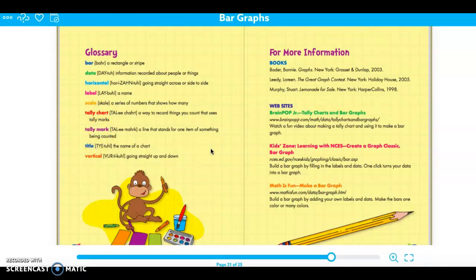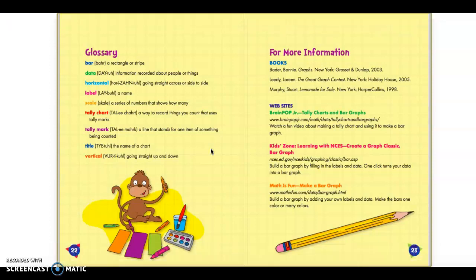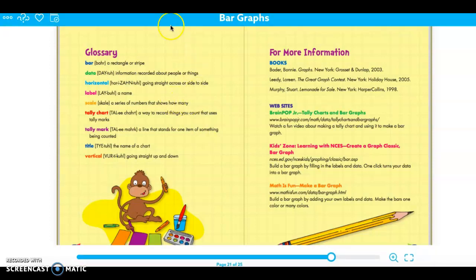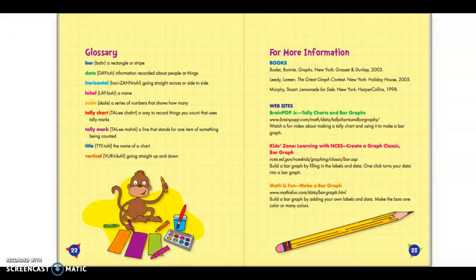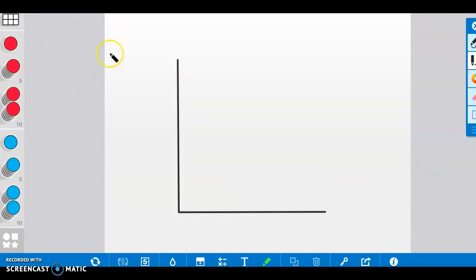Now we're going to use all our knowledge and create a bar graph using our data we collected from yesterday. So go ahead and pull that out. Pause the video to get your materials ready. You're going to need another piece of paper and a pencil and some crayons. All right, on your piece of paper, I want you to make a big capital L.